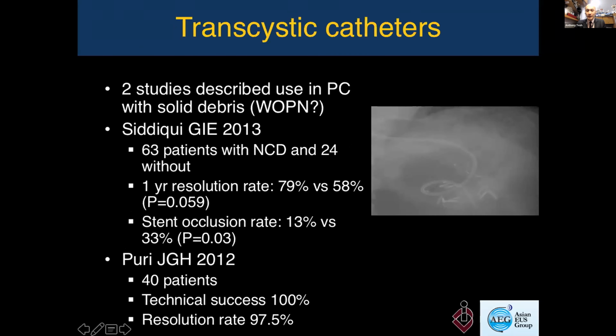So 2 studies describe the use of nasocystic catheters with solid debris. The one from Siddiqui noted a better resolution rate with nasocystic catheters. The study from Dr. Piri, again showing a high success rate. So for us, when we use a nasocystic catheter, we won't use such a small catheter. We will use a nasogastric tube, insert all the way through the stent into the collection for irrigation and aspiration. And sometimes we were able to aspirate some solid material as well.